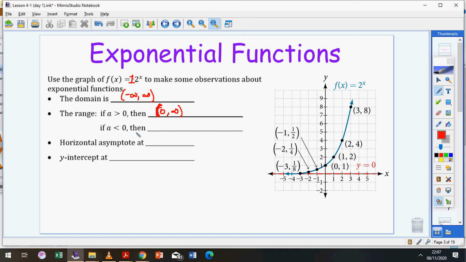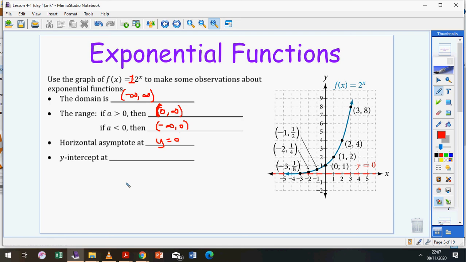If a is less than 0, then the range will be negative infinity to 0. You have a horizontal asymptote at y is equal to 0. Why? Because the function approaches 0 as you go towards negative infinity. It doesn't touch, but it approaches 0 as you go towards negative infinity.